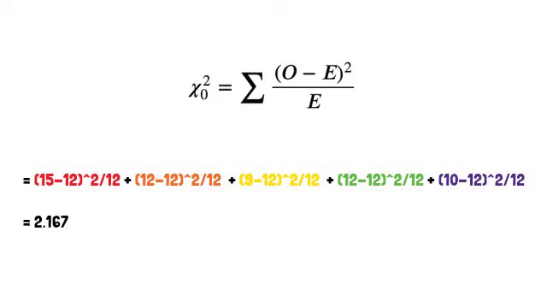The test statistic is given by this formula, which compares the observed counts O and expected counts E. Intuitively, if there is a large discrepancy between observed and expected counts, this test statistic will be significant. We can add up the contributions of each color to the chi-square test statistic, and using this formula, compute the test statistic to be 2.167.